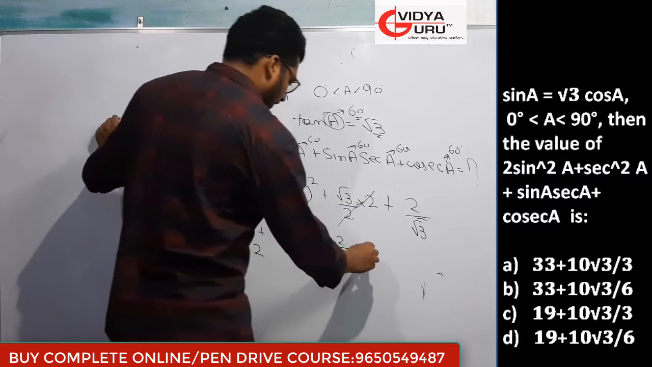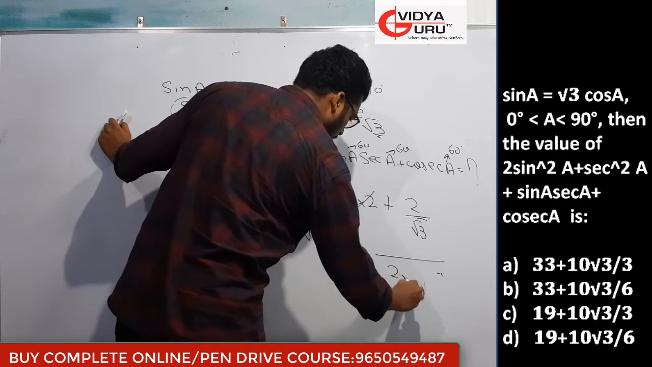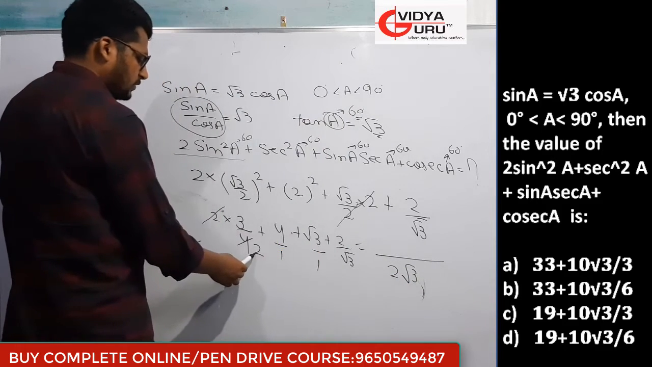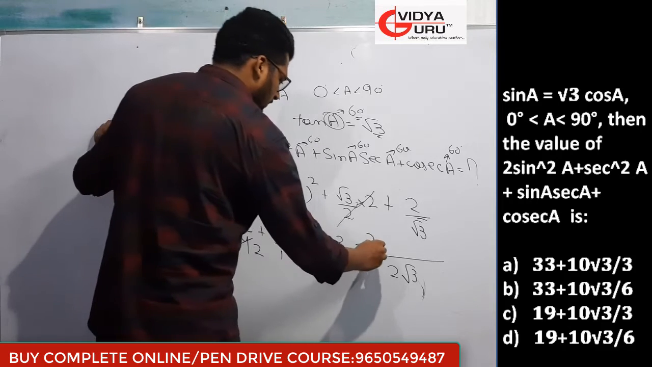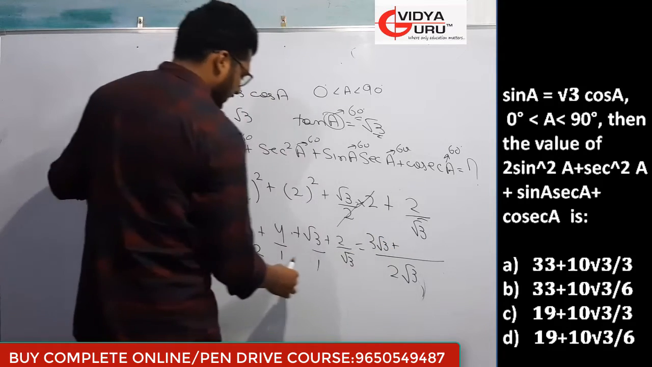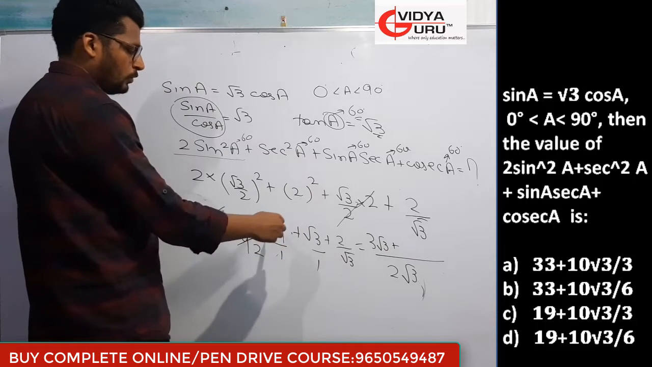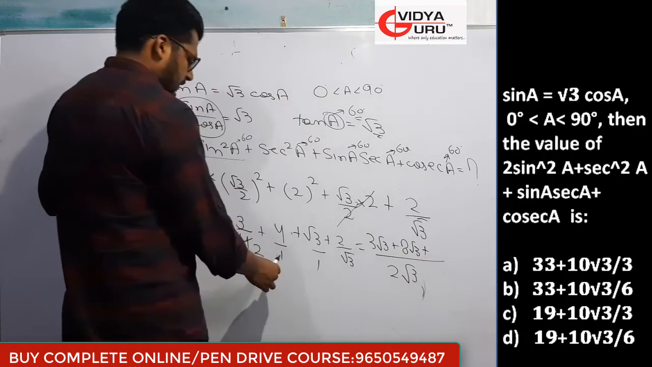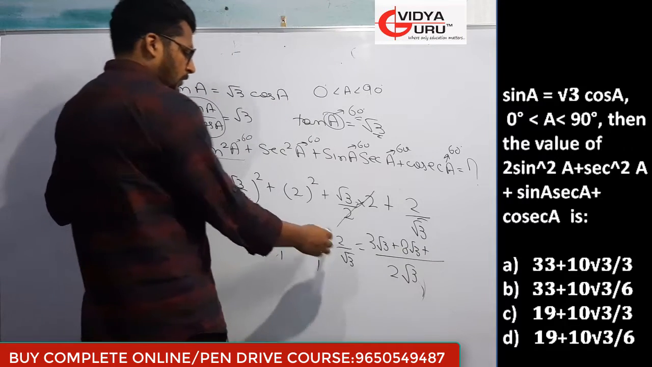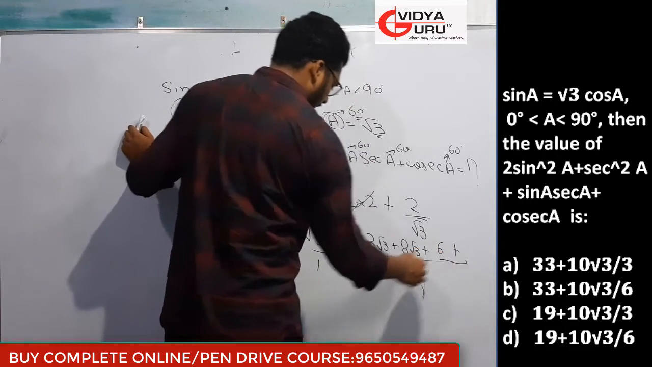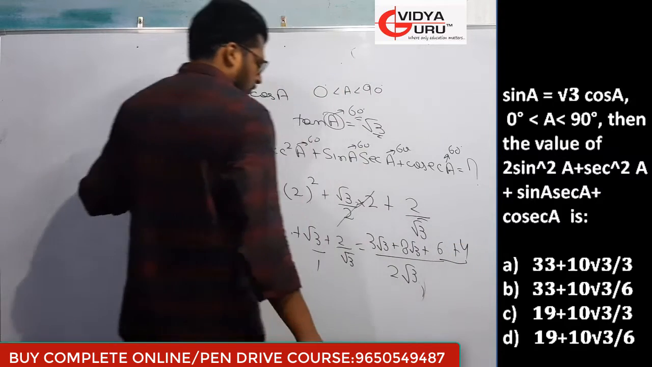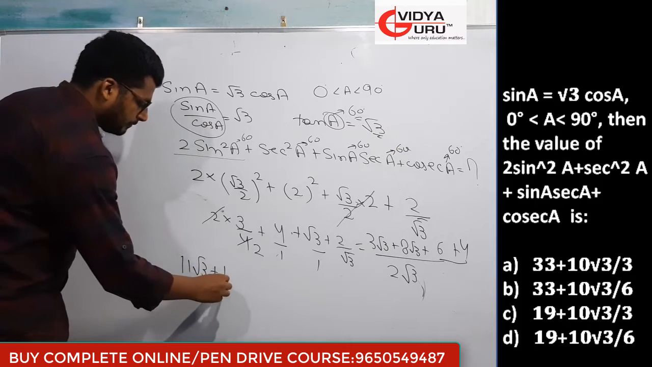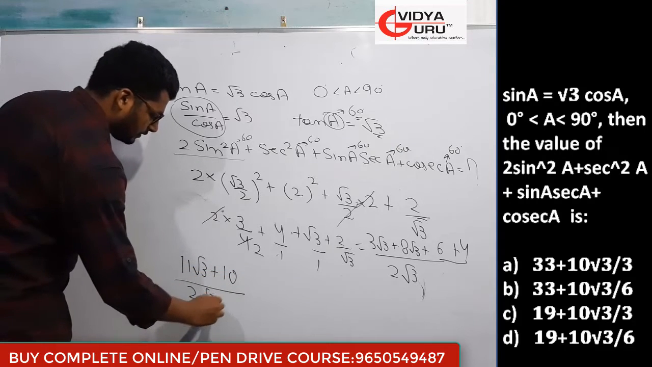2 root 3 will be the LCM. 1 plus 1, so it is 2. Multiply by root 3, it will form 3 root 3 plus 1. 2 root 3 will be multiplied. That means it will be equal to 8 root 3. This will be equal to 12 root 3. 2 threes are 6, and root 3, this will be 4. So what will come? It will come 11 root 3 plus tan by 2 root 3.